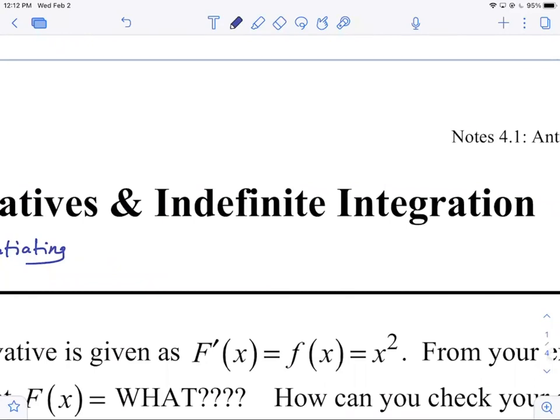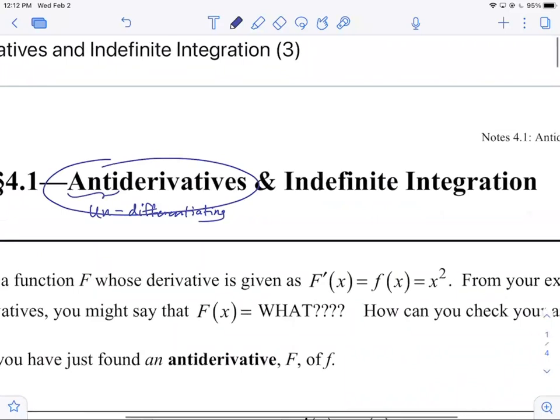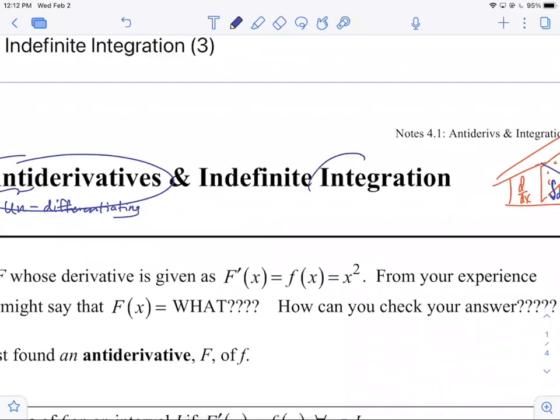And so these two things are going to become synonymous. If you're asked to find an antiderivative, it's pretty much the same as finding an integral. Antiderivatives and integrals are really the same thing. Now there's two types of integrals, definite and indefinite. Right now we're just going to learn the indefinite integral and learn why it's indefinite.